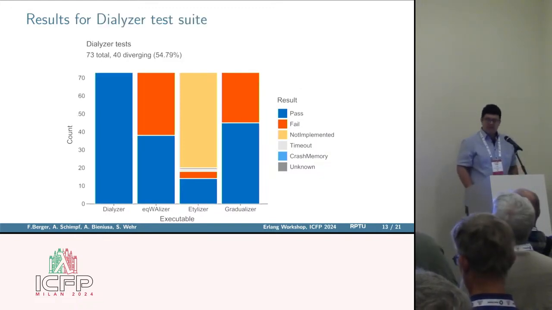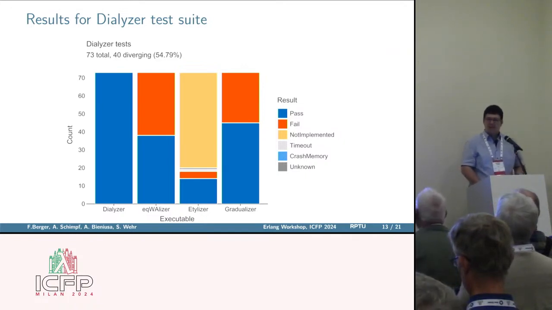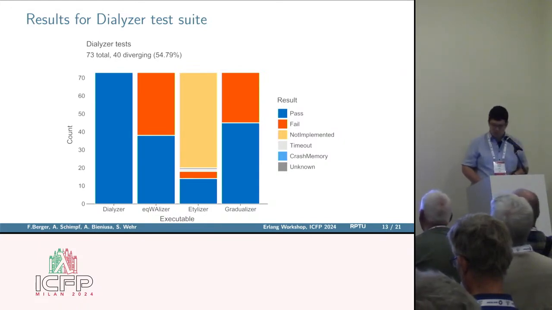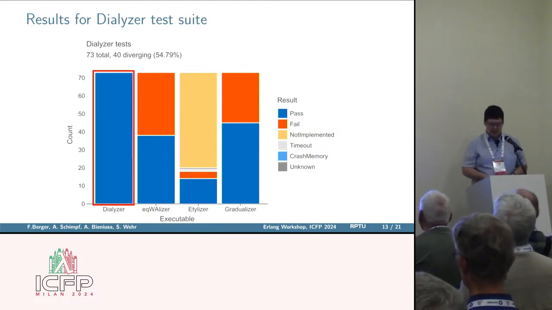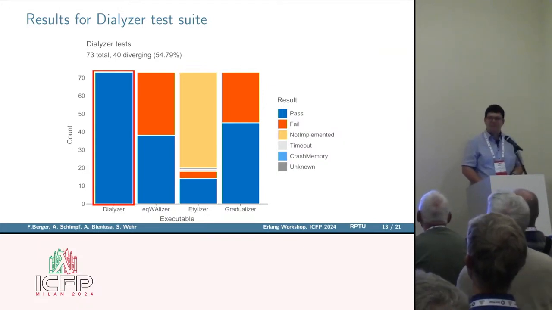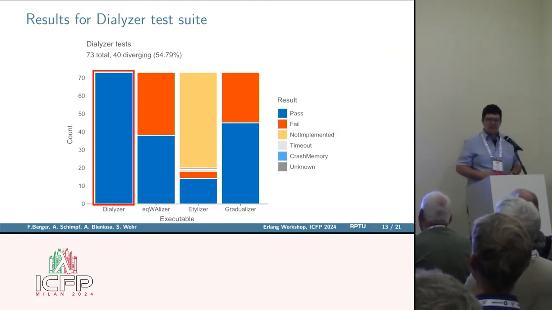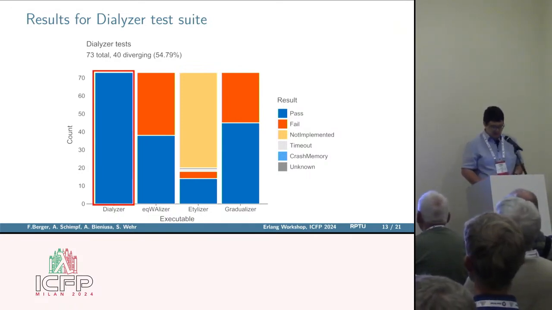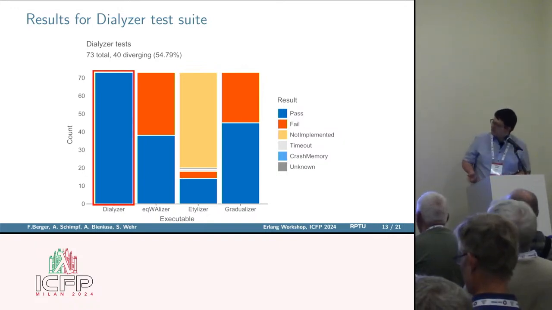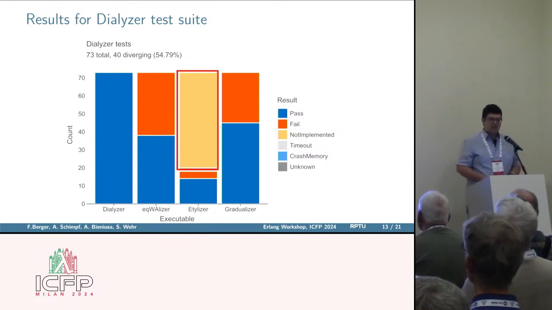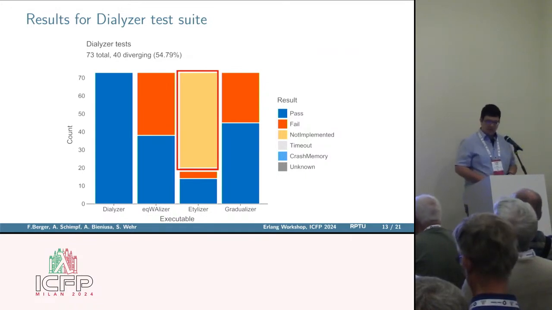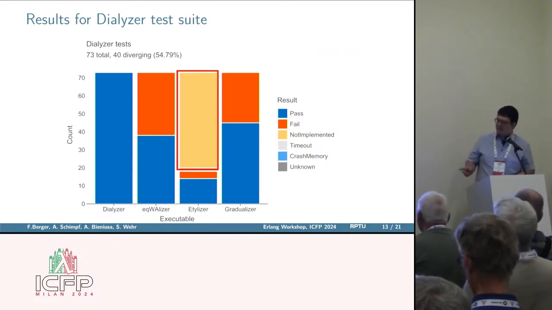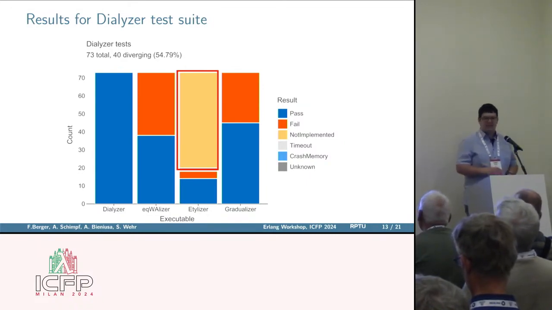All right, these are the results for all the tools on the Dialyzer tests. Those are the 73 tests I mentioned before. Initial observation is that tools appear to perform best on their own test suite. As you see here, Dialyzer has no errors at all. But this is still an initial observation. Of course, we have to look at the other test suites to confirm this. And we also see that Etylizer had those not implemented test cases. Also, you probably know Etylizer has a very low number of actual hard fails, but those not implemented cases cause the results to look a lot different.